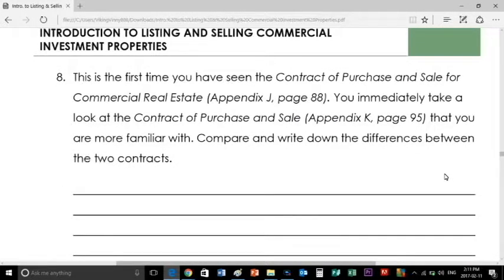8. This is the first time you have seen the contract of purchase and sale for commercial real estate. Appendix J, page 88. You immediately take a look at the contract of purchase and sale, Appendix K, page 95, that you are more familiar with. Compare and write down the differences between the two contracts.